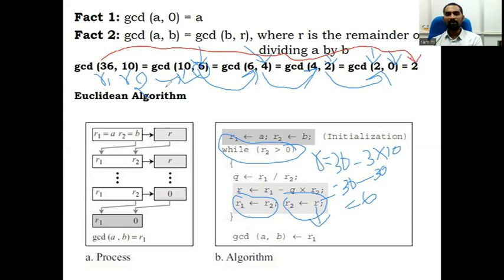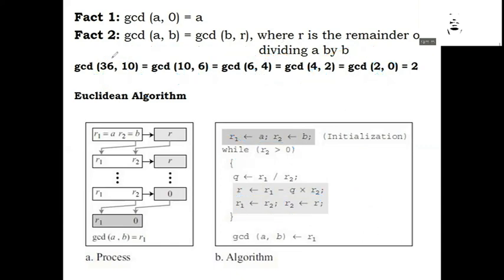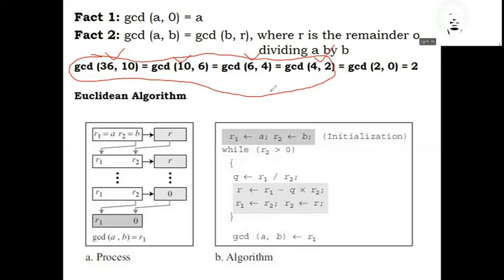And remember, in this entire process, along with the GCD for 36 comma 10, we have found GCD for 10 comma 6. We have found GCD of 6 comma 4. We have found GCD of 4 comma 2. So along with 36 comma 10, we also found the greatest common divisor for 10 comma 6, 6 comma 4 and 4 comma 2 also.